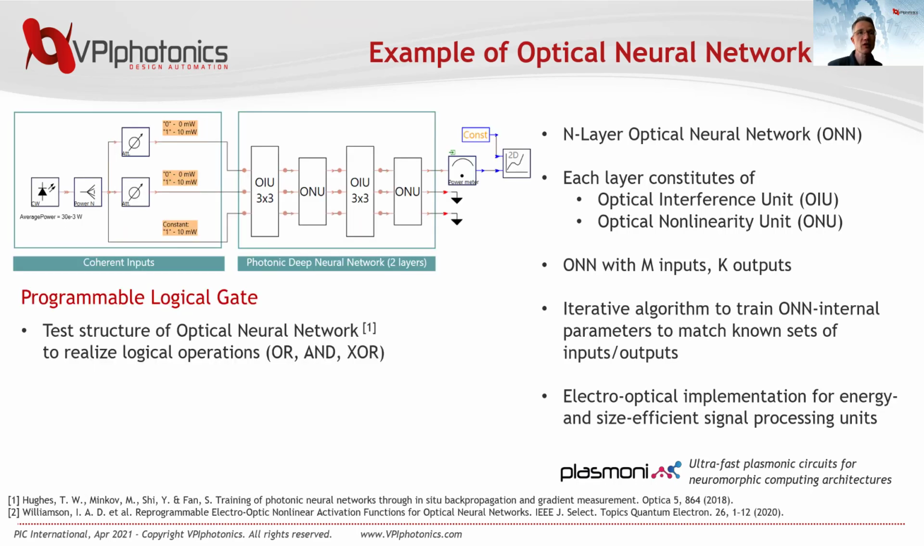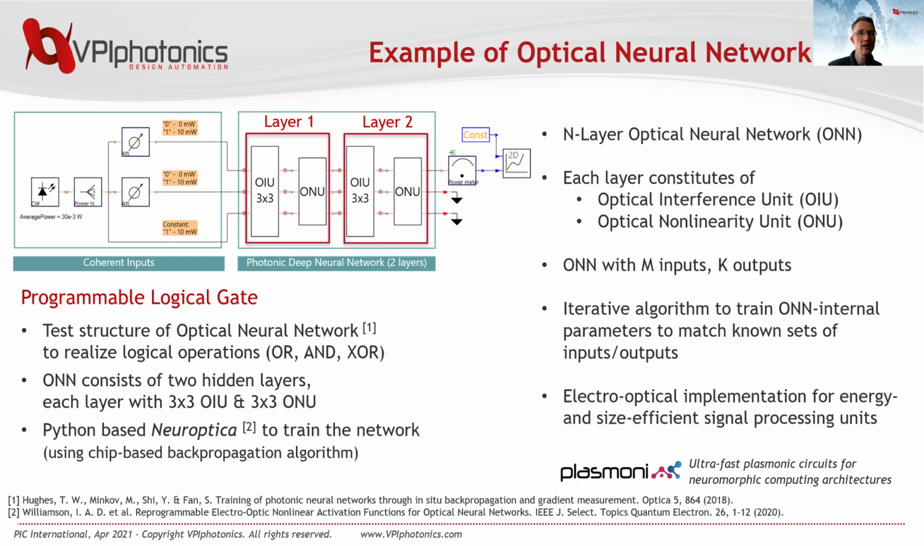Here we show the test structure for such an ONN, a programmable logical gate which can perform different logical operations depending on how it's trained. The logical inputs are encoded via input powers, logical 1s by 10 milliwatts and logical 0s by 0 milliwatt. The third input serves as artificial bias as suggested in reference 2 below. Our ONN consists here of 2 hidden layers. Each layer is made up of a 3x3 optical interference unit and a 3x3 optical activation unit. It is trained by Neuroptica by using a chip-based backpropagation algorithm.